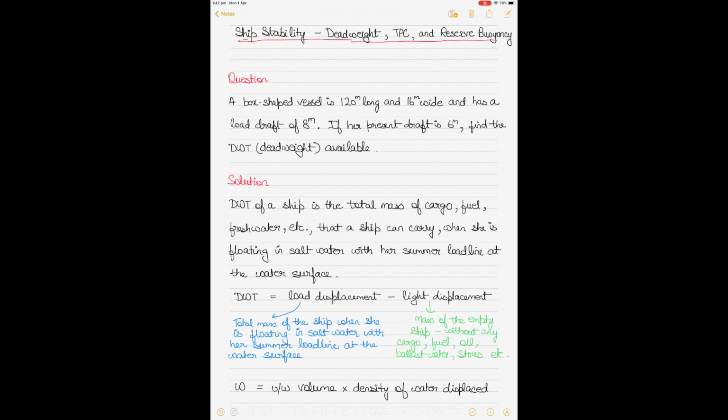All right, so let's start with question number 1, which says that there is a box-shaped vessel which is 120 meter long and 16 meter wide. That's the length and the breadth, and it has a load draft of 8 meters. If her present draft is 6 meters, find the dead weight available, or DWT stands for dead weight. All right, so let's understand the question first.